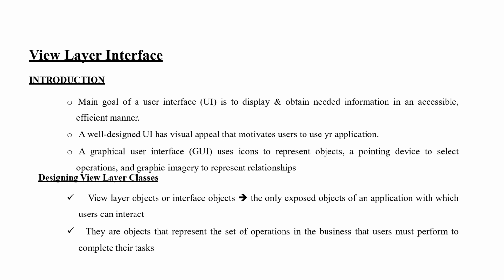How do we design view layer classes? The view layer objects are interface objects that expose only the objects of the application with which the user can interact. The user can interact with the system. These are objects that represent the set of operations in the business that users must perform to complete their task.